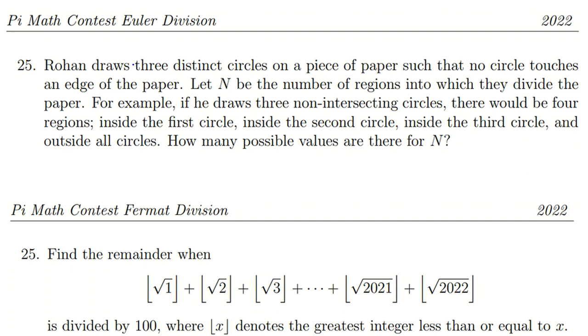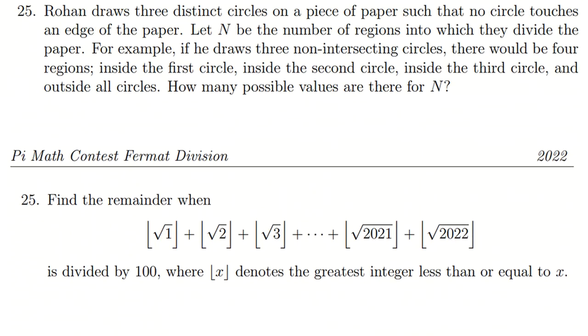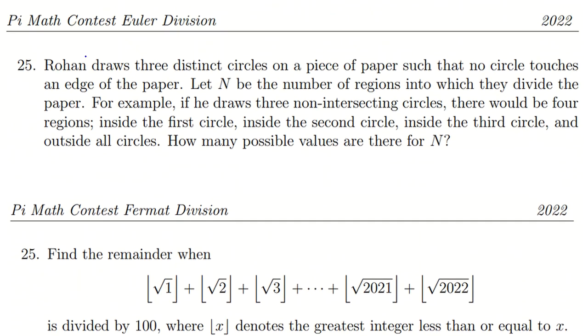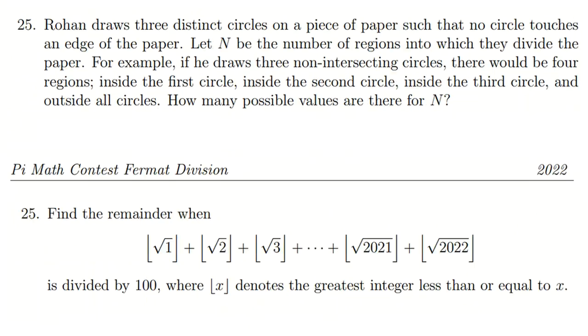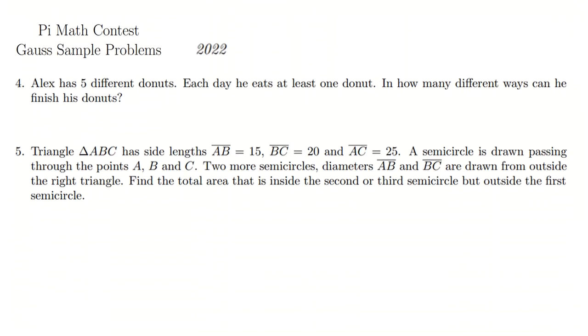The high school math contest has three divisions: Euler, Fermat, and Gauss. We want to solve the last problem of the Euler division, which has 25 problems, the last problem of the Fermat division, and also the last two problems of the Gauss division. So let's try.